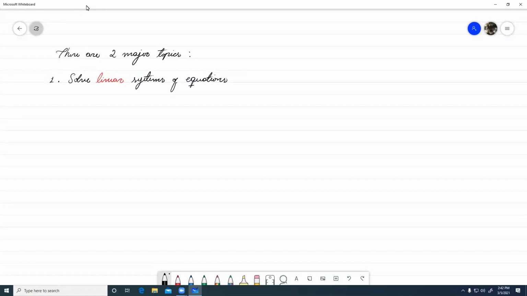So we want to solve the linear system of equations. And then there is also number 2. So the 2 major topics. This is from the end of exam 1 up to the beginning of exam 3 material. So we solve linear system of equations, and then we also want to solve, and here's the tricky part, nonlinear system of equations.